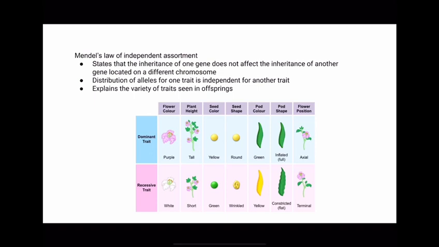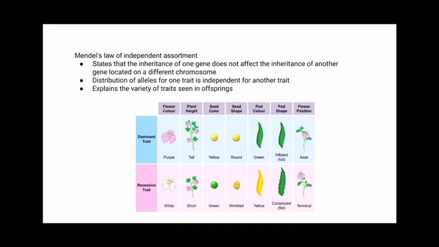And now we have Mendel's law of independent assortment. This is one of the fundamental principles of genetics that explains how genes are passed down from parents to offsprings. This is also a very important part of the syllabus. This law states that the inheritance of one gene does not affect the inheritance of another gene located on a different chromosome, meaning that the distribution of alleles for one trait is independent of the distribution of alleles for another trait. To further understand this law, it's important to understand a few key terms.